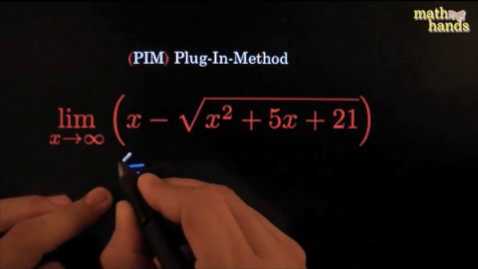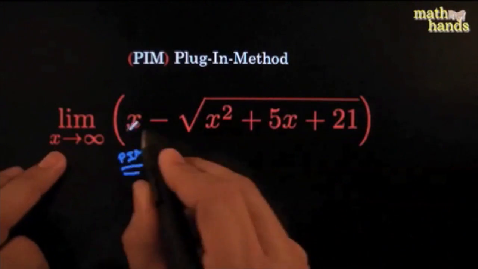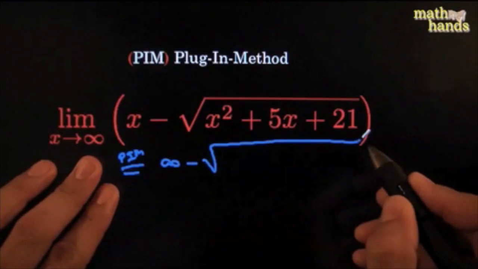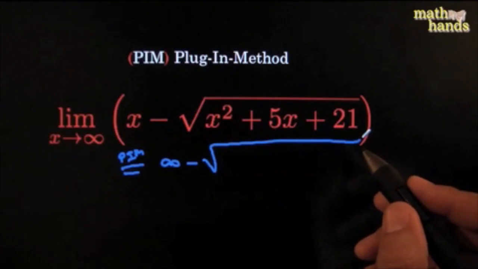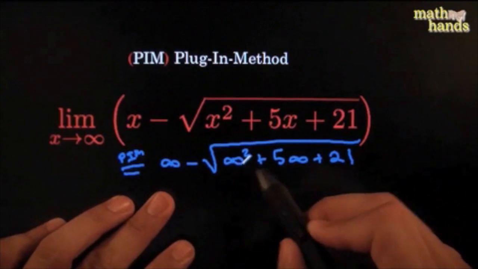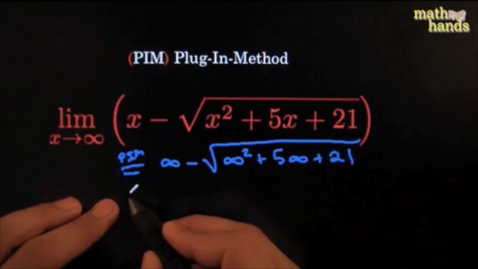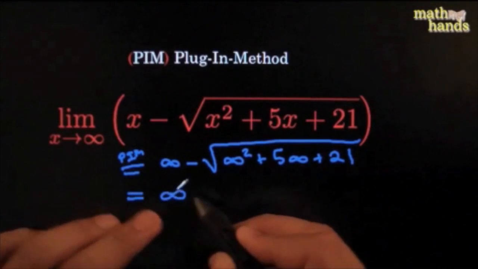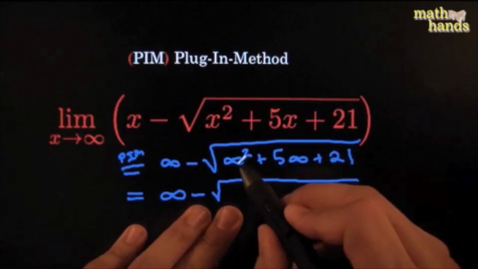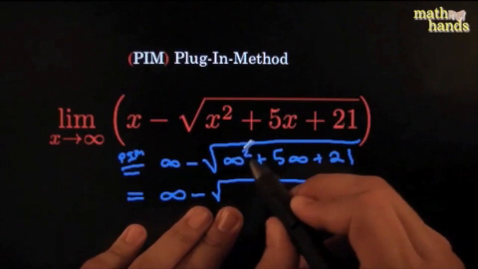Let's try the plug-in method. If I try the plug-in method, everywhere I see x, I plug in infinity. So I'll give you infinity minus the square root of infinity squared plus 5 infinity plus 21. Now I want to take really careful steps as to not do things that I don't know for sure. I'll handle this piece. I know this one for sure.